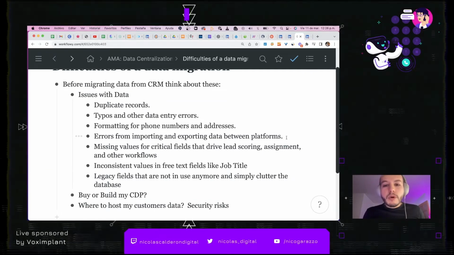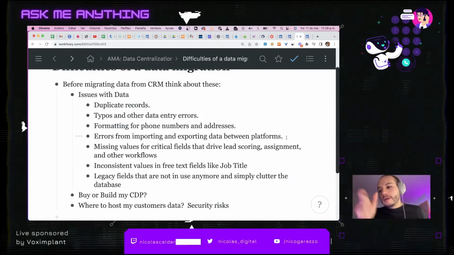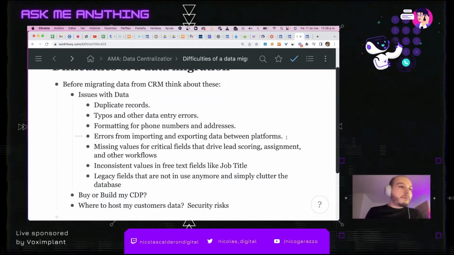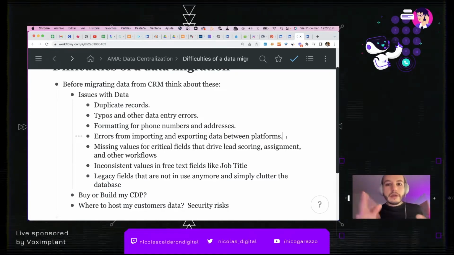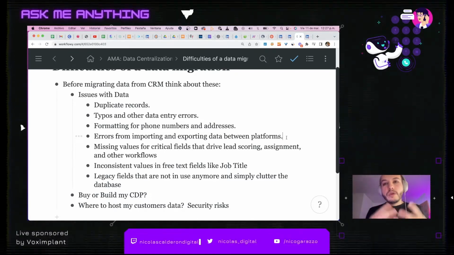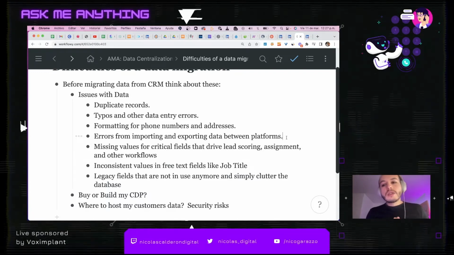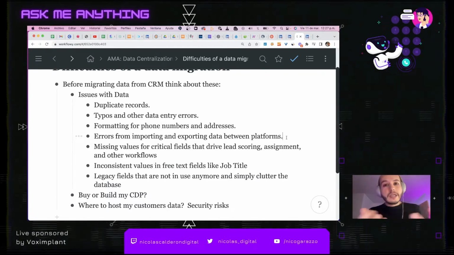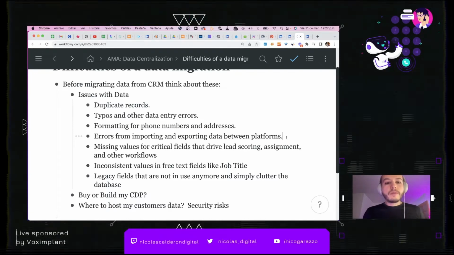Errors from importing, the encoding of this is not able to appear okay, and these symbols are, you could have errors like that. So make sure that they will not be in the final destination of your data store.